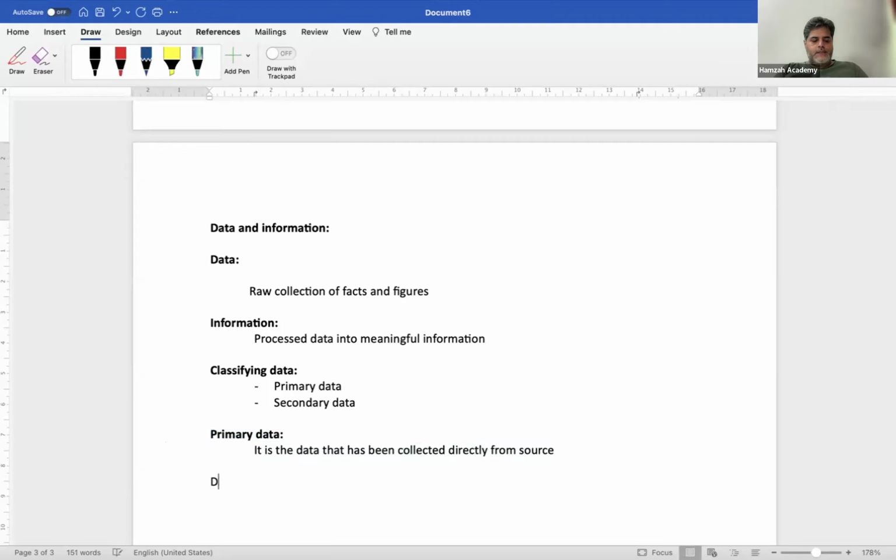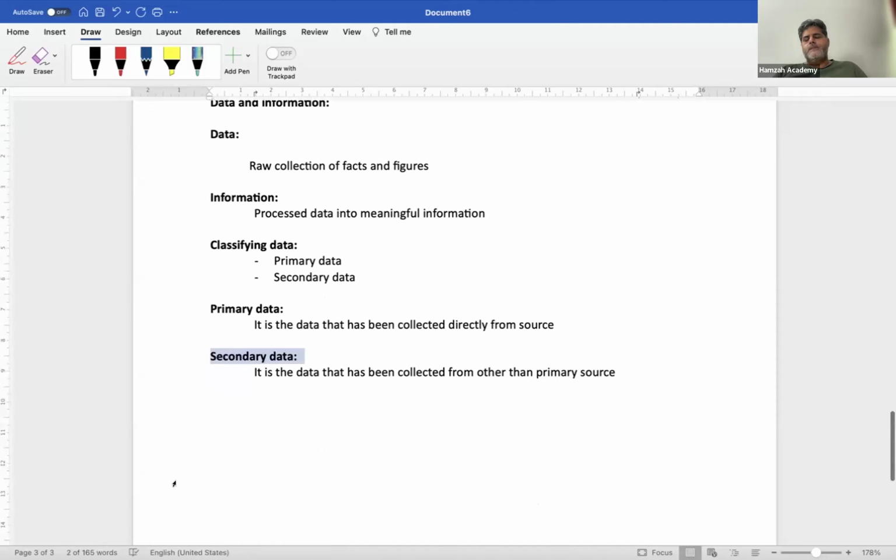Whereas secondary data is the data that has been collected from another source. Now, let's talk about an example.